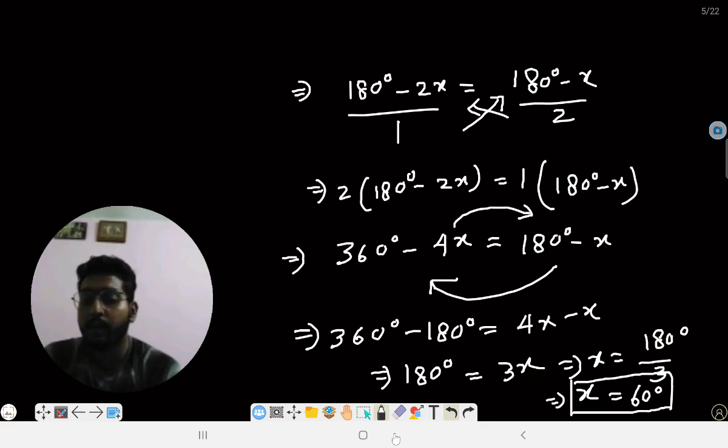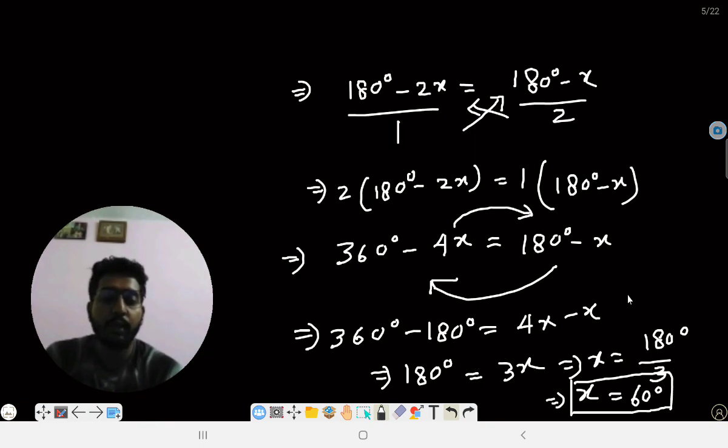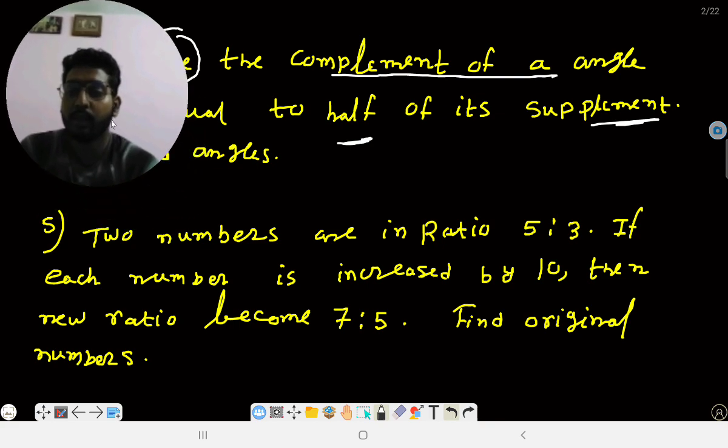Okay, and after this is just verification, this is not needed. In the exam it is not needed, it is a verification you can do for checking whether your answer is coming correct or wrong. After this that will be the answer, x will be 60 degrees, that means the angle will be 60 degrees. Done. So that was question number 4.